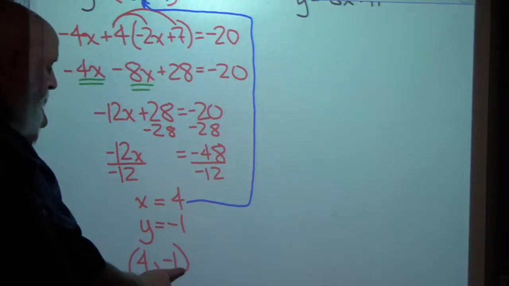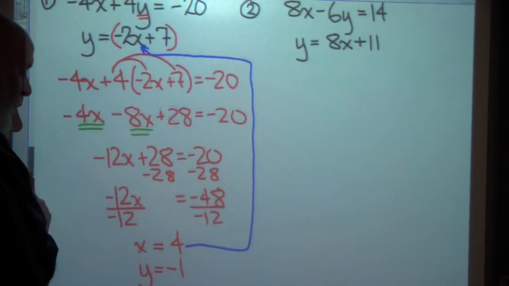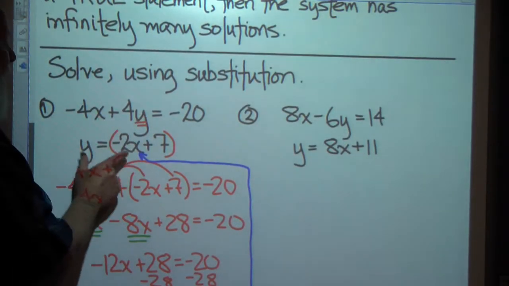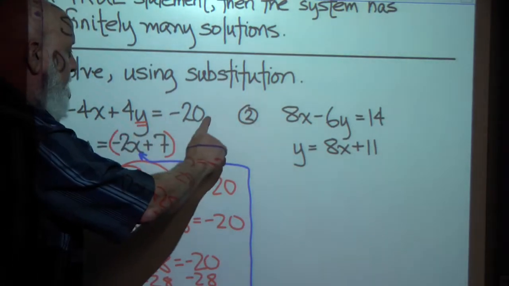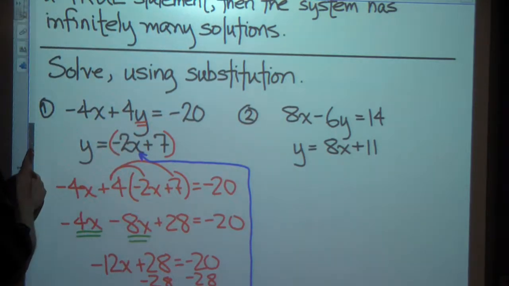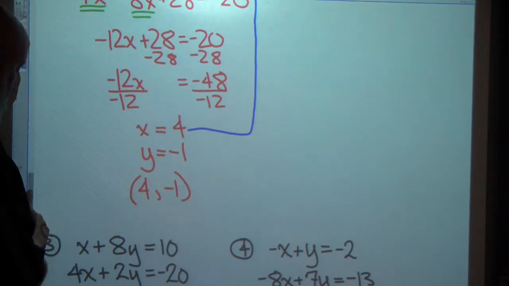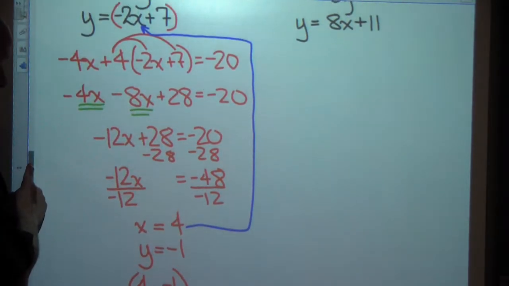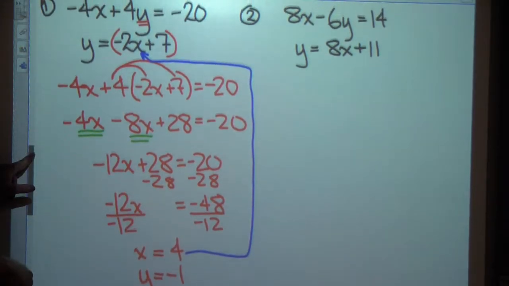What this means is that 4 and negative 1, x and y values respectively, will make this equation true if I plug them in here and here. Graphically, what that means is if I graph this, and then I graph this, these two graphs will intersect each other at the point 4, negative 1. That's what the solution of a system like this means. That's what solutions mean. We're dealing with linear here.